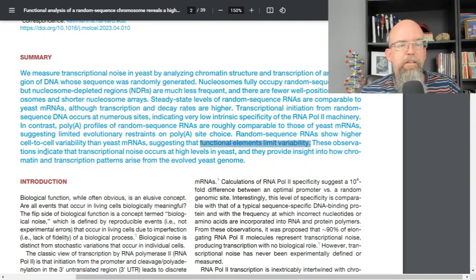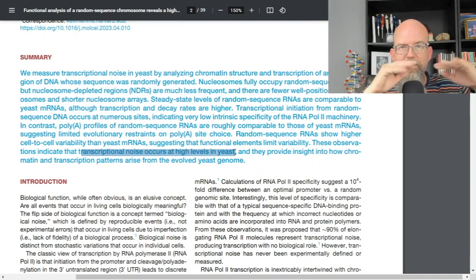These observations indicate that transcriptional noise occurs at high levels in yeast. So the fact that they see the same types of things occurring in the random sequence as they do in the rest of the yeast genome suggests that a large portion of the yeast genome, which is being transcribed at some low level, is really just biological noise, right?